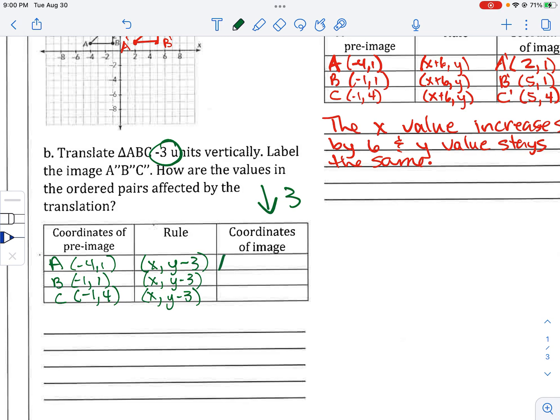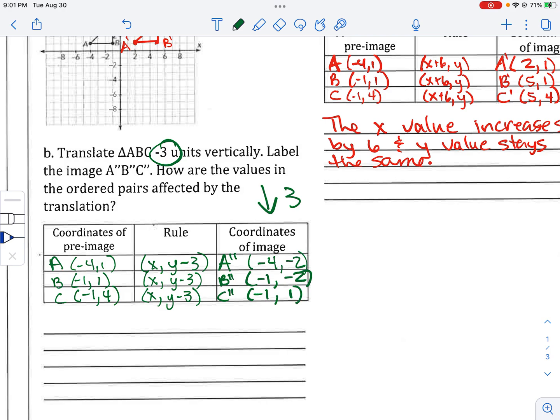So A double prime, the x value stays the same, and we subtract 3. So -4, -2. B double prime, the x value stays the same. The y value goes down by 3. C double prime, the x value stays the same. The y value goes down by 3.